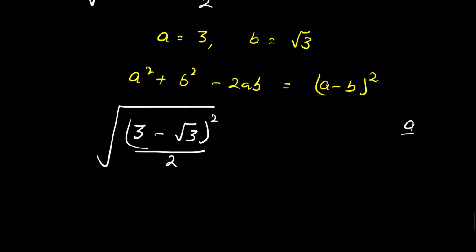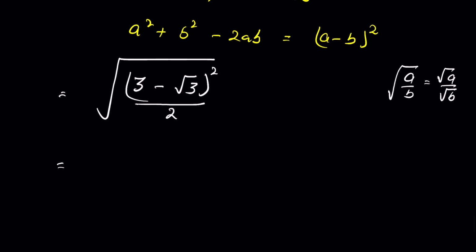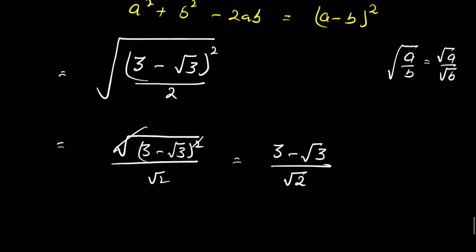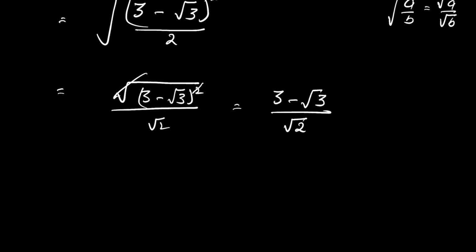Again a upon b under square root, this we can write as square root of a upon square root of b. So this we can write as 3 minus square root of 3 whole square under square root upon square root of 2. Now we can remove the square root with this square. So it is 3 minus square root of 3 upon square root of 2. Now in the denominator we cannot have a radical. So let's rationalize it. We multiply and divide it by square root of 2.